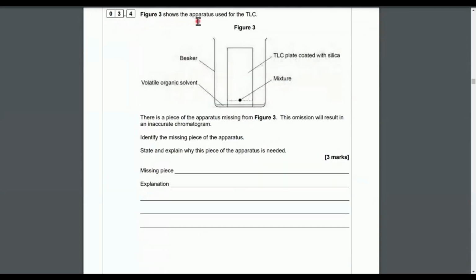3.4, figure 3 shows the apparatus used for the TLC. We've got a beaker, we've got a volatile organic solvent, we've got a TLC plate coated with silica, and we've got a mixture on the TLC plate. There is a piece of the apparatus missing from figure 3. The omission will result in an inaccurate chromatogram. Identify the missing piece of the apparatus. State and explain why this piece of the apparatus is needed.